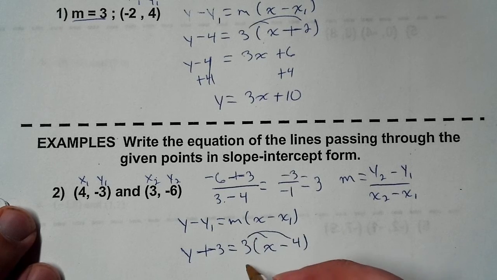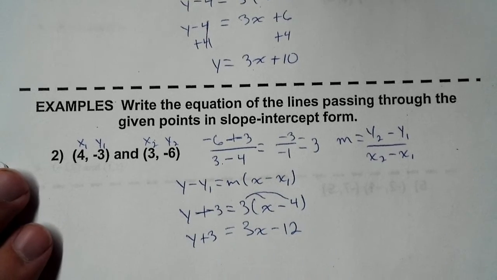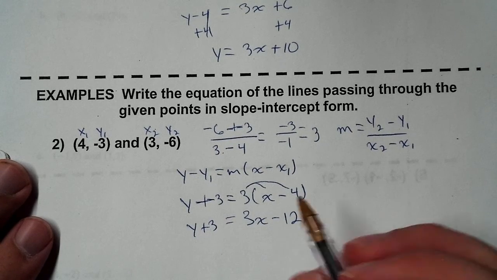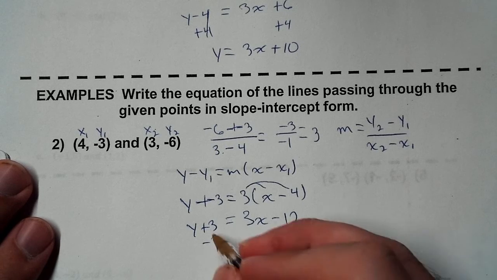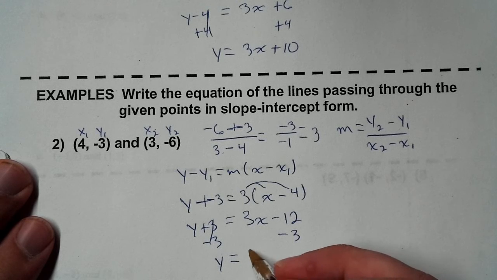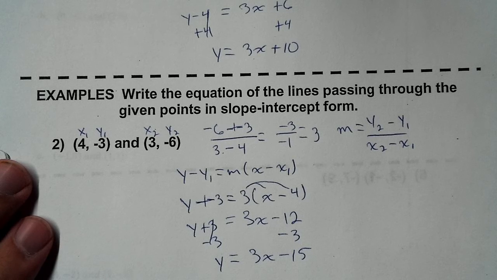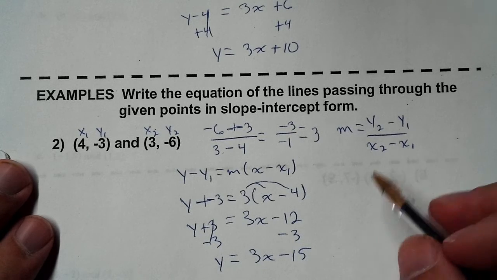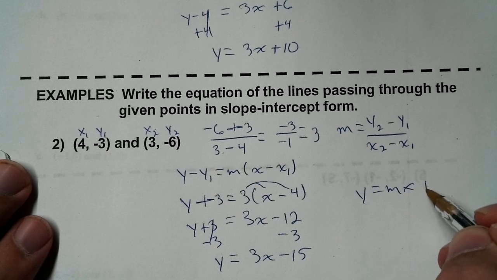Distribute. 3x minus 12. And then just bring down that y plus 3 because we haven't worked with it yet. Just slide down a little bit. And we need to get y by itself, so I'll subtract 3. y equals 3x minus 15. And now I have it in slope-intercept form. Your goal is to get it into y equals mx plus b.